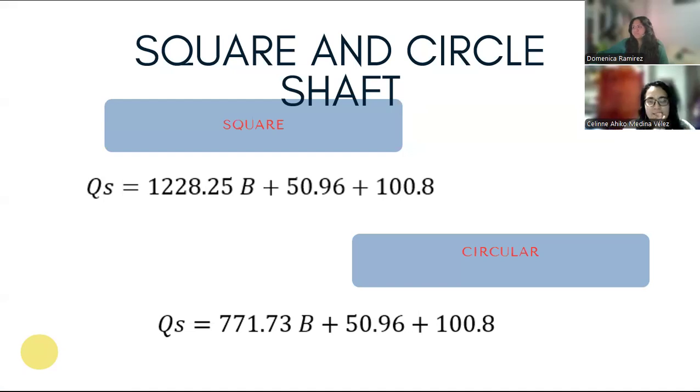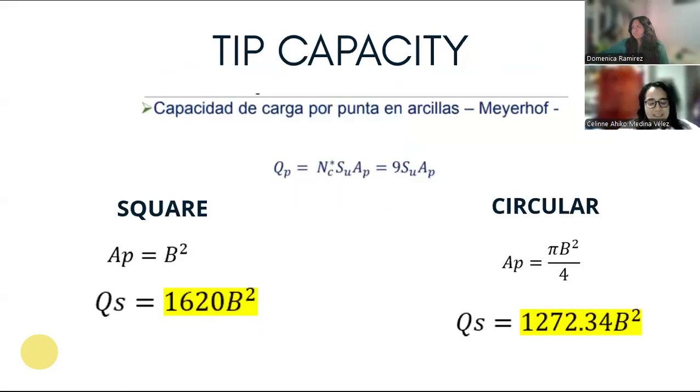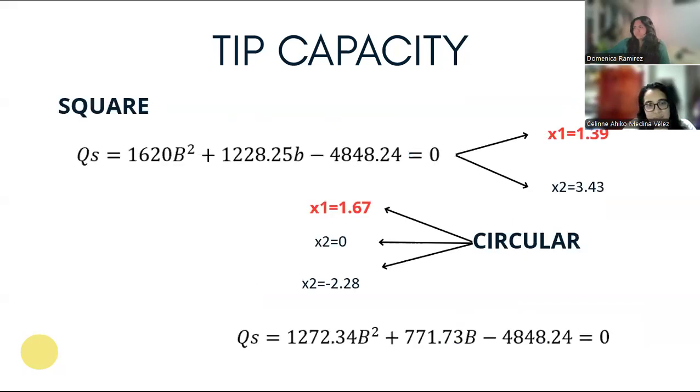The tip is in the last stratum, and the last is a clay. So if it is a clay, we can use Meyerhof easily. In this case, the Meyerhof equation is 9 times Su times area. We don't have the dimension of the circular or the square pile, so we can assume it as an unknown, and we do the operation and obtain the values that you can see in the photo.